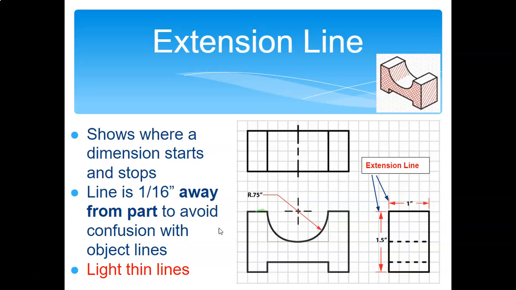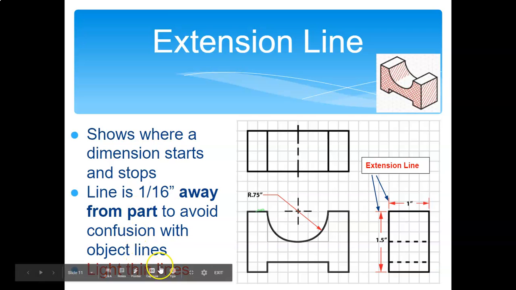Okay. Then we have extension lines. Extension lines extend from the part. It's almost like if you put your arm out, you're extending away from the main part of your body. These extension lines are just these little thin lines that are moved away from the object, and they just extend out. It kind of shows you where you're dimensioning from. It says here that they are 1/16 of an inch away. Back in old technical sketching, you actually had to have that measurement down pat. Computers are automatically programmed to do that. But these are light, thin lines that extend off of the part.